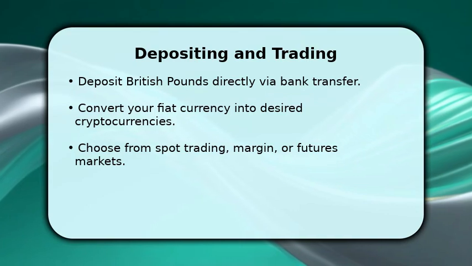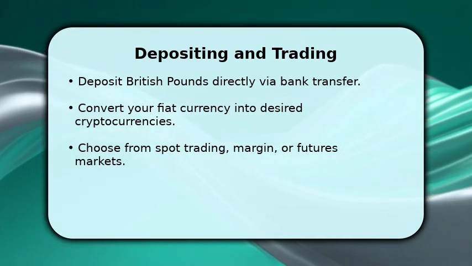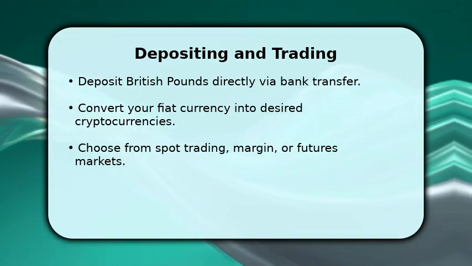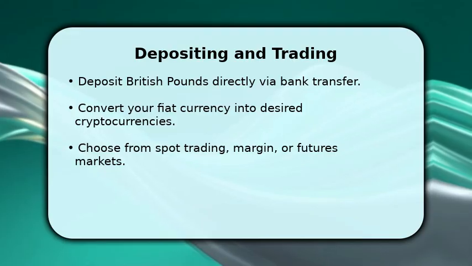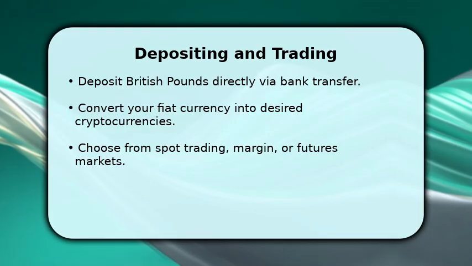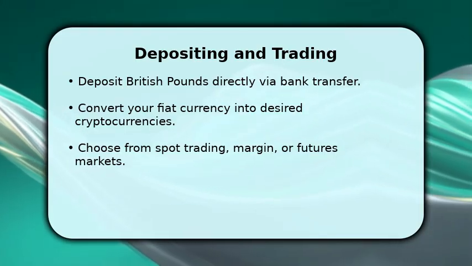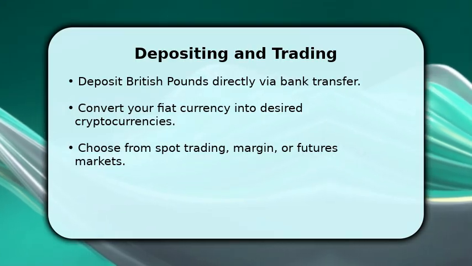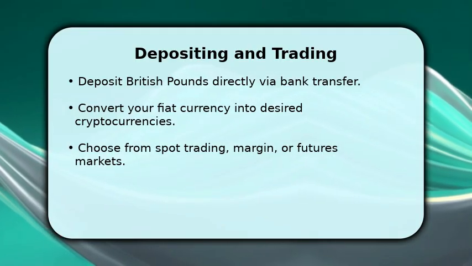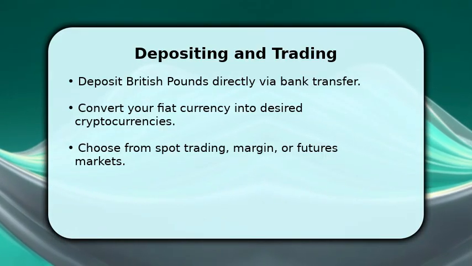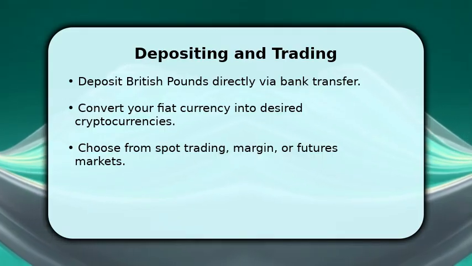After setting up your account, depositing funds is simple. You can typically deposit British pounds directly through a bank transfer or by using a debit card. Once your funds are in, you can easily convert them into your chosen cryptocurrencies. Binance offers various trading options, including spot trading for immediate exchanges and more advanced options like margin and futures for experienced users. Always understand the risks involved.